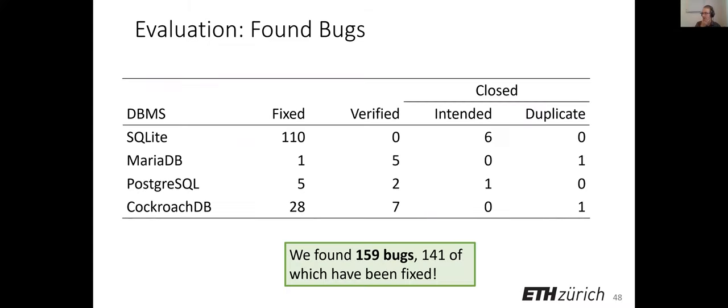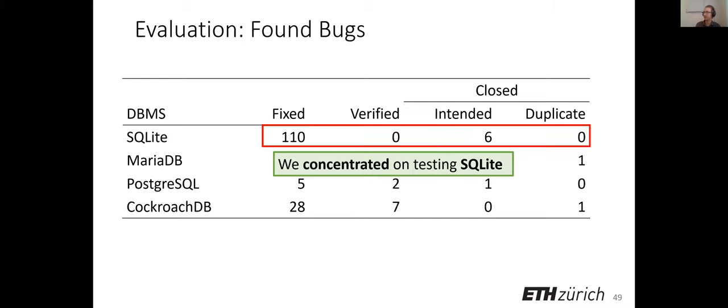So using this approach, we have found over 60 bugs, many of which have been fixed. So in SQLite, MariaDB, Postgres, and CockroachDB. Here we concentrated our testing efforts on SQLite. And I want to note in general that the number of bugs does not reflect how mature or robust the database management system is. It rather reflects how seriously the developers took our bug reports.